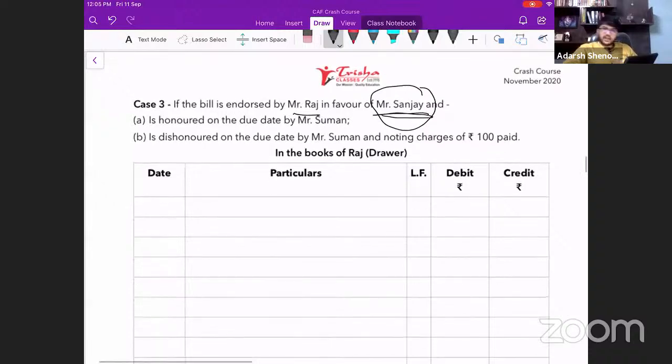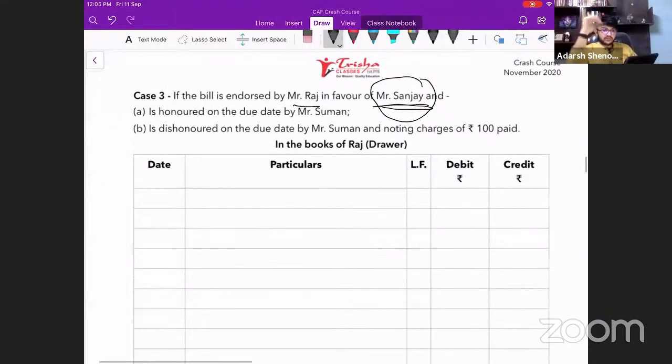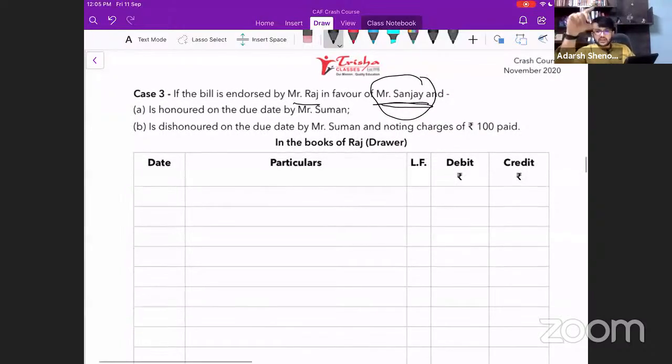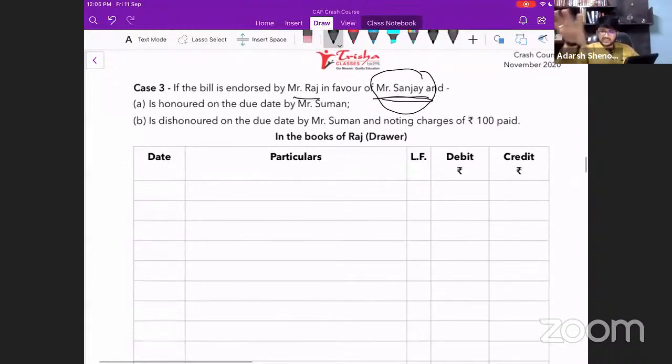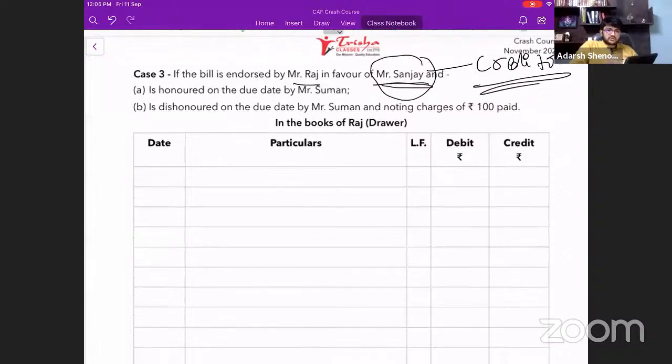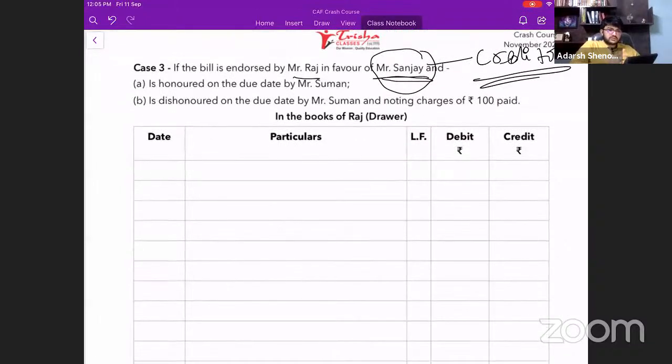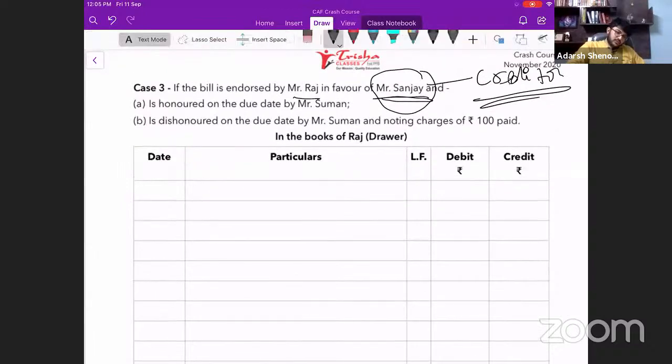Or a friend in need, okay, that was also possible, an accommodation bill. Anyway, I am giving this because I have to pay an amount towards Sanjay. So what will we call this Sanjay? Who is this party? He is actually my creditor. Sanjay is the creditor.